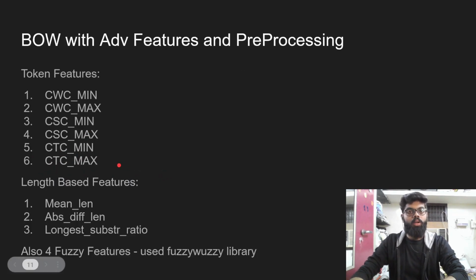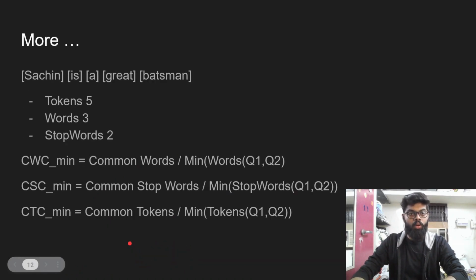Instead of wasting time, I will directly go into the advanced features and pre-processing step which I have done. These are the 6 token features that I've used, and then 3 length-based features. I'll explain all these in a moment, please hold with me. These are mean length, absolute length difference, and longest substring ratio, and then we'll also be using 4 fuzzy features using the fuzzy library. I'll tell what it is all about.